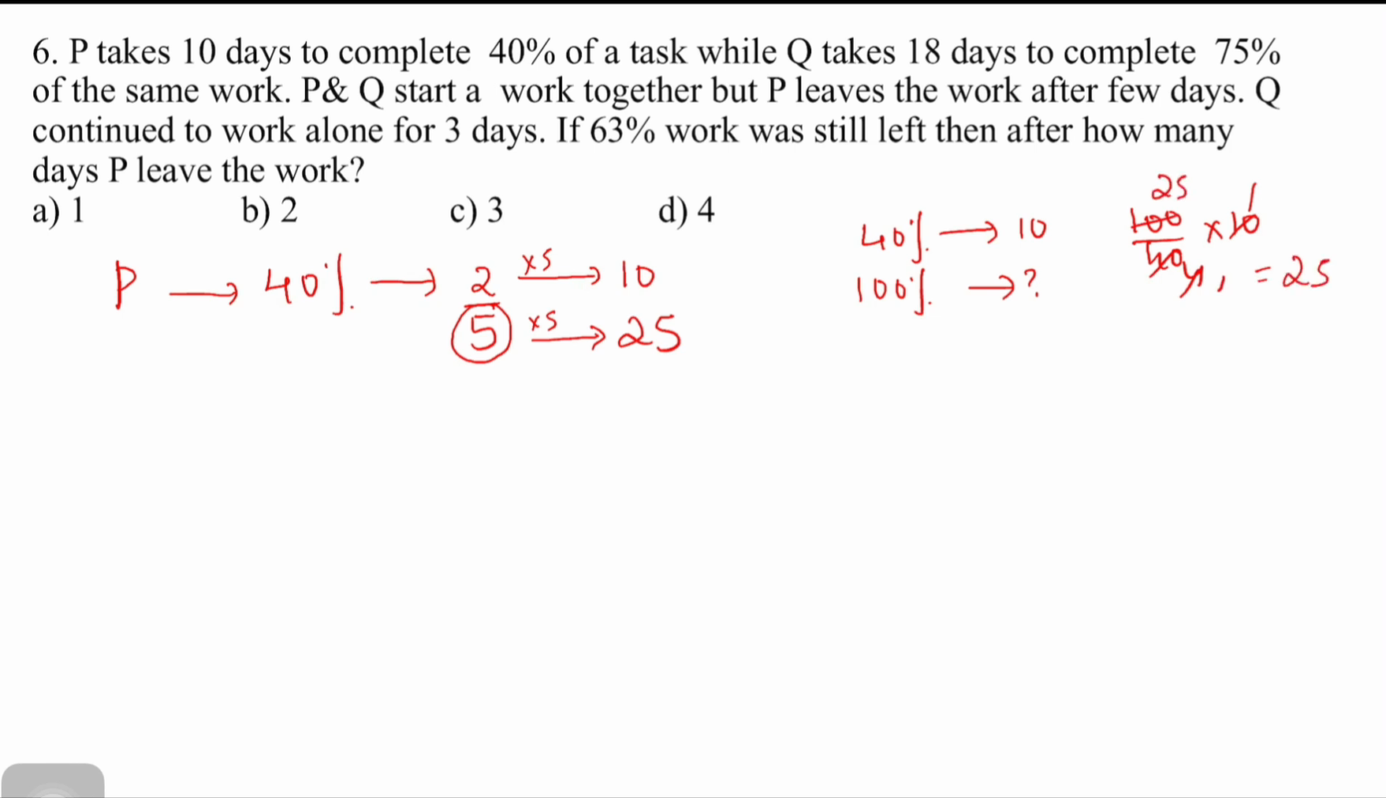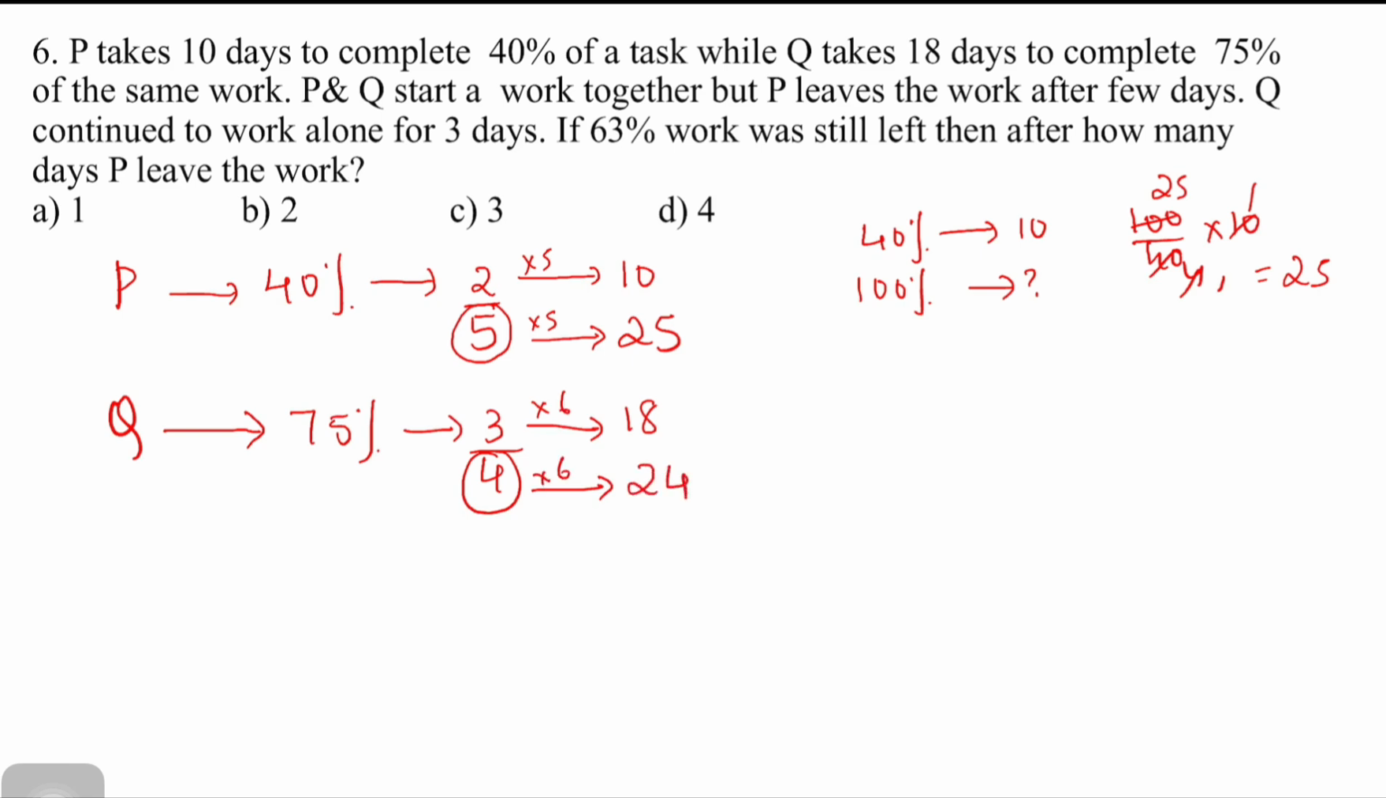Then Q will complete 75% of the work. 75% means 3 by 4. So if 4 is the total work, 3 parts Q will take 18 days. Then 4 parts, how many days? 18 by 3 into 4, 6 times 4 is 24 days. So P will take 25 days and Q will take 24 days.